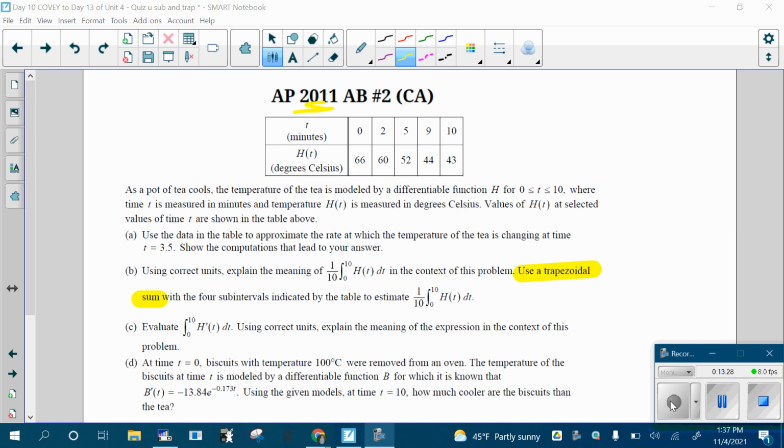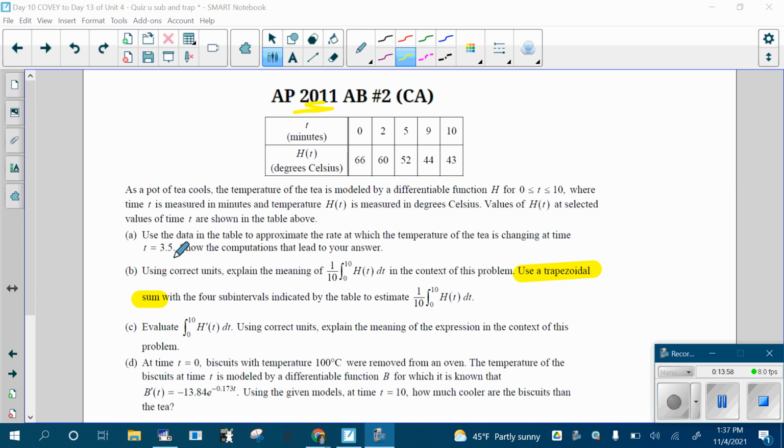Okay, so this is a table, check. And the table has time and heat of something that's cooling down over time. It's this pot that's at some temperature at the beginning and it's cooling down over time. Make sure you read the stem closely. A lot of times they say stuff that changes everything, so read it real closely. It's like 2 sentences. Read it closely. First thing they're asking you to do is approximate the rate at which the temperature is changing at time t equals 3.5.